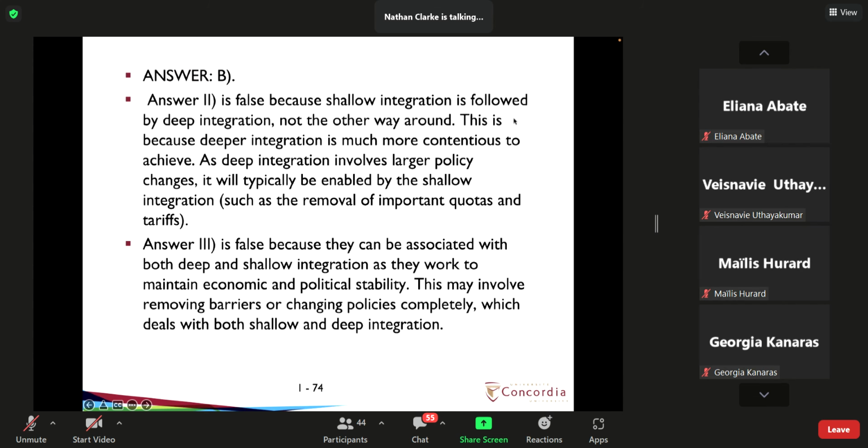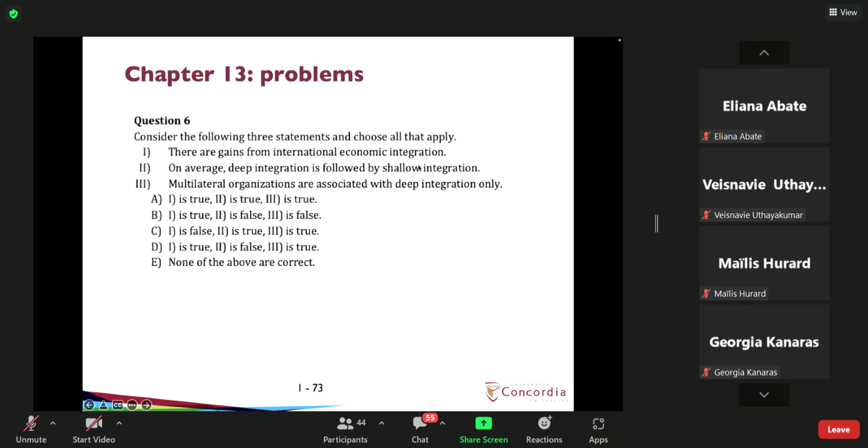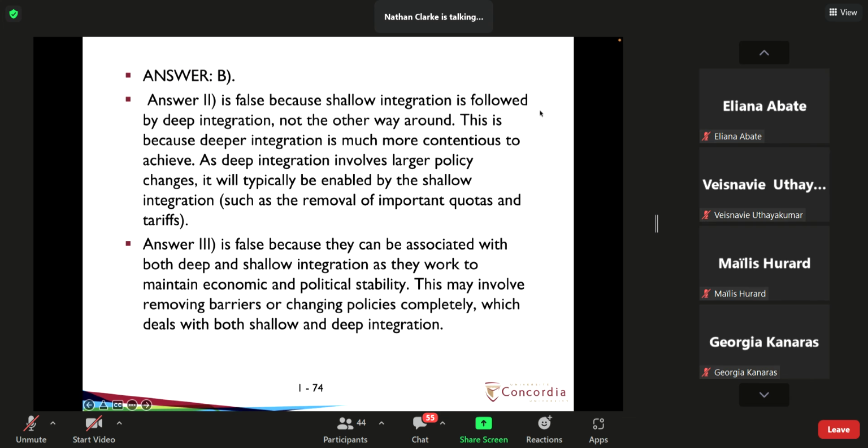2 says, on average, deep integration is followed by shallow integration. This is definitely false. The reason for this is that shallow integration is only economic versus deep integration is economic and political. So deep integration is a lot harder to achieve. Therefore, it's going to happen after shallow integration. 3 says multilateral organizations are associated with deep integration only. This is going to be false, right? Because multilateral organizations have to focus on both political and economic issues. So that's why they have to work on both deep and shallow issues. So that's why 3 is false.